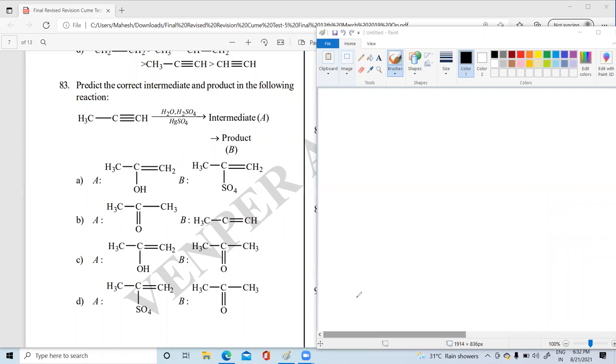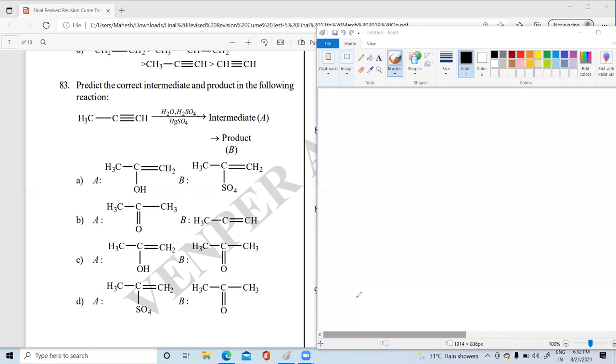Question number 84, students. With respect to the conformers of ethane, which of the following statements is correct? In the conformers, we can take the Newman projection here. This is the Newman projection. The dihedral angle will change here. If you rotate by 60 degrees, this will come here. Only the angle changes here.